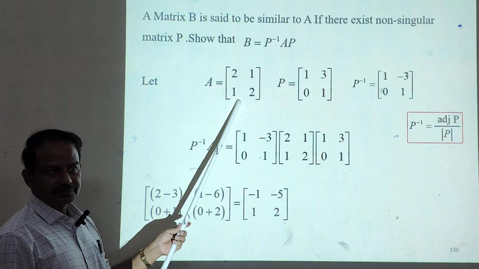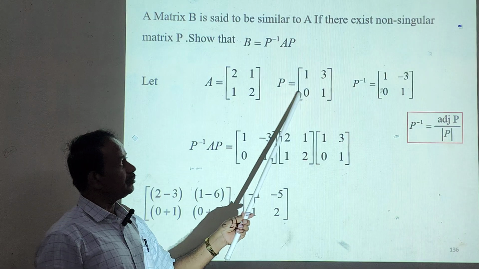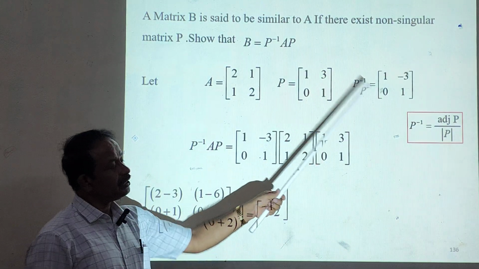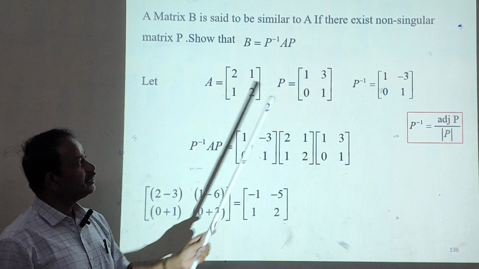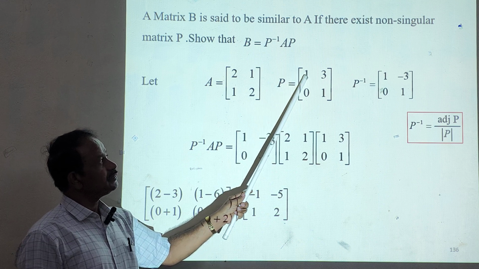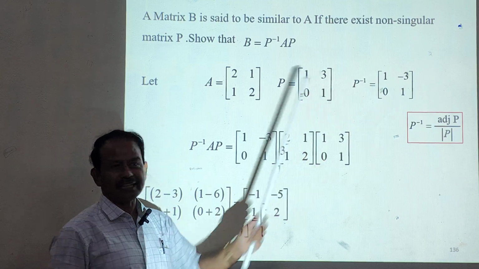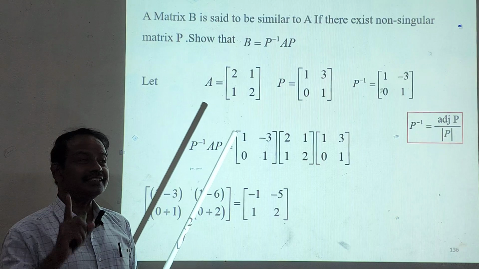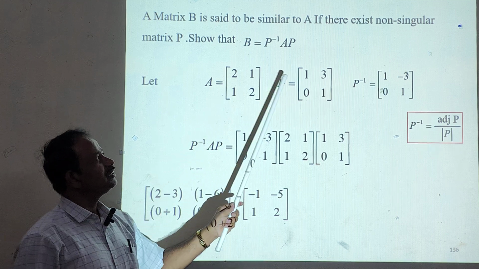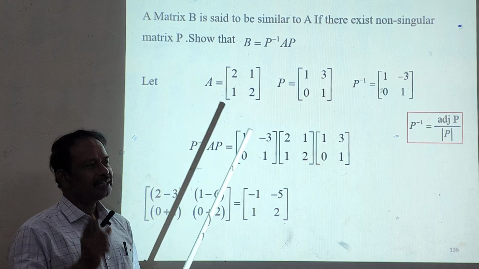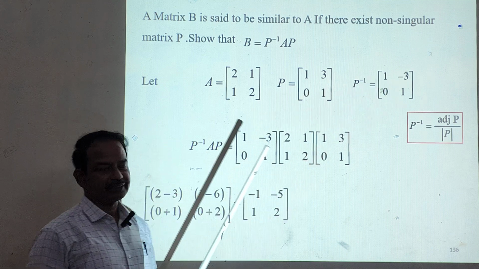So A is given as this, and B is given by this matrix P and P inverse. How to find out P inverse for a 2 by 2 matrix P? P inverse can be found by first changing the diagonal elements, then changing the sign of the off diagonal elements. I repeat, change the diagonal elements, then change the sign of the off diagonal elements. This is your P inverse.